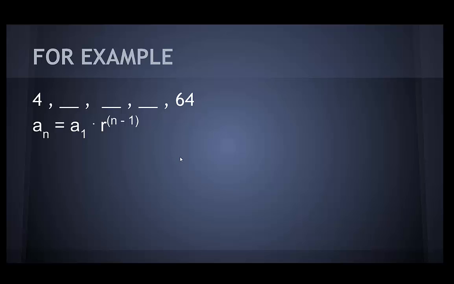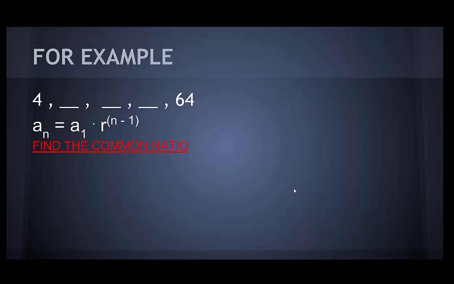The most important thing to do when trying to solve for the missing terms is to find the common ratio. First, we plug in all the variables that we have available to us right now. A sub n is equal to 64 because it's the last term in the sequence. A sub 1 is equal to 4 because it's the first term in the sequence. And n is equal to 5 because we have 5 total terms in the sequence. Then we solve it to get the common ratio of 2.